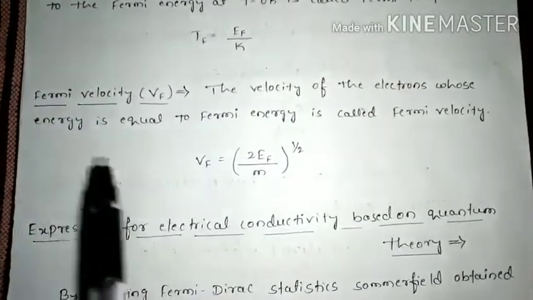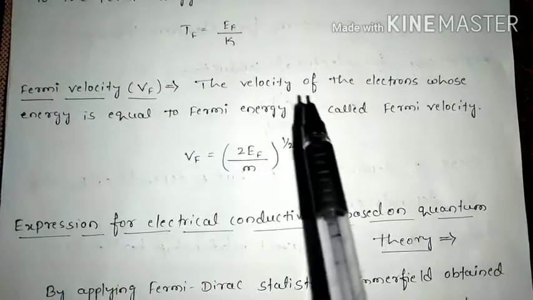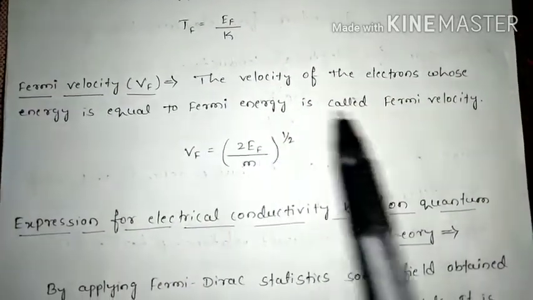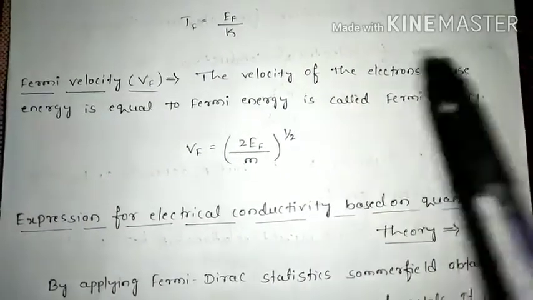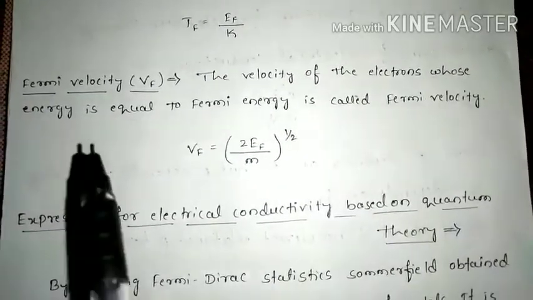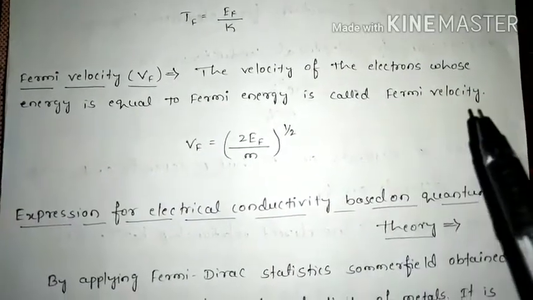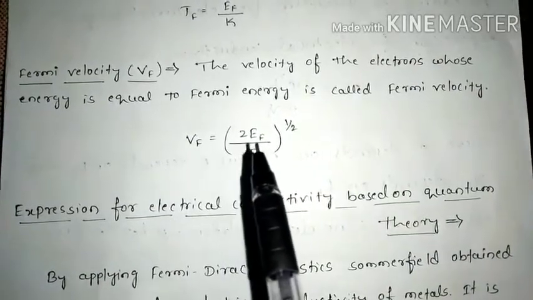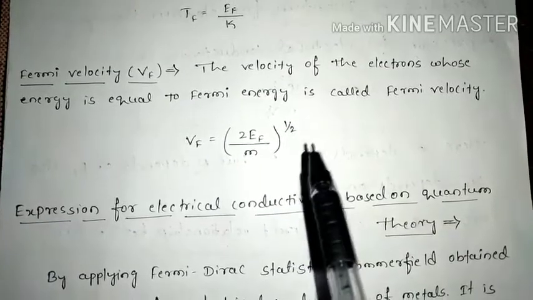Then similarly we will define Fermi velocity. It is the velocity of the electron whose energy is equal to Fermi energy. So you have to find the velocity of the electrons whose energy is equal to Fermi energy, and that velocity is called Fermi velocity, which is given as Vf = (2 EF / m)^(1/2).